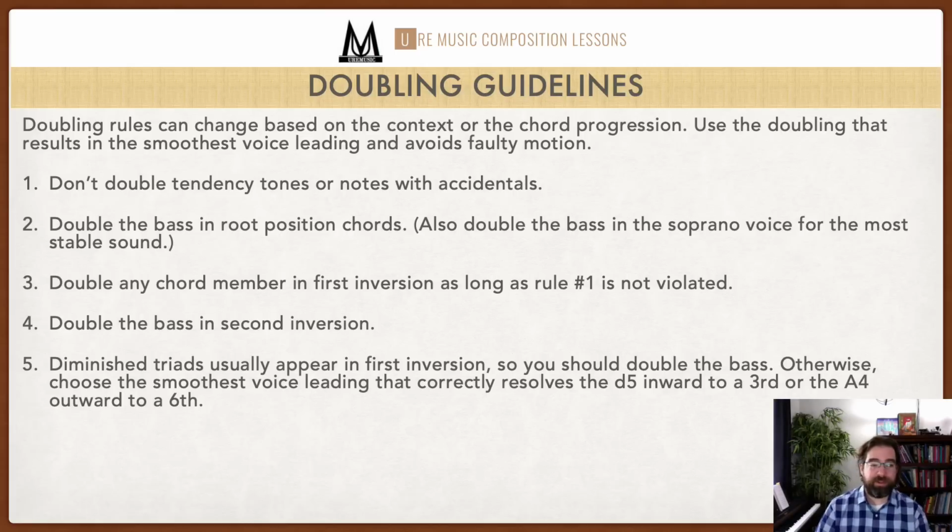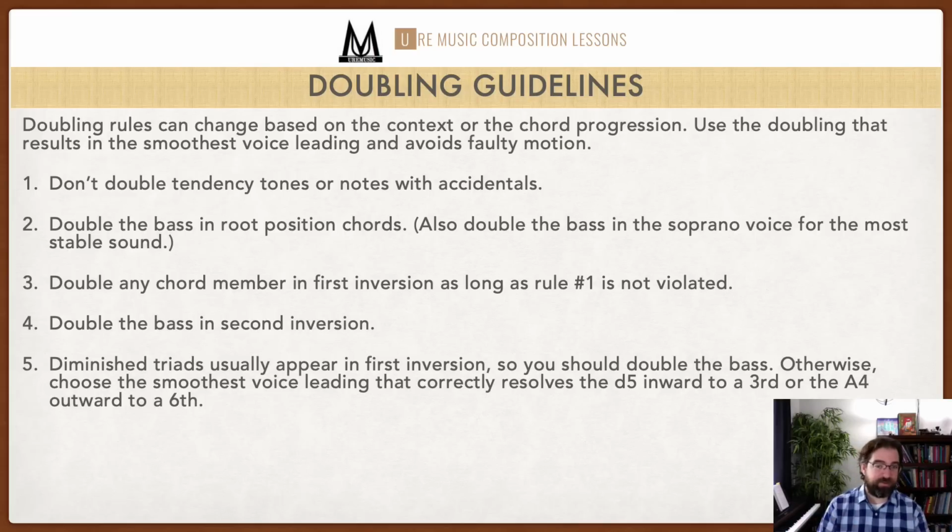So here are doubling guidelines. The doubling rules can change based on the context or the chord progression. Use the doubling that results in the smoothest voice leading and avoids faulty motion. So the first thing you want to do is you don't want to double any tendency tones or notes with accidentals. So if you see an accidental, you can't double that note because it's out of the key, so it already stands out. A tendency tone has a tendency to resolve a particular way.